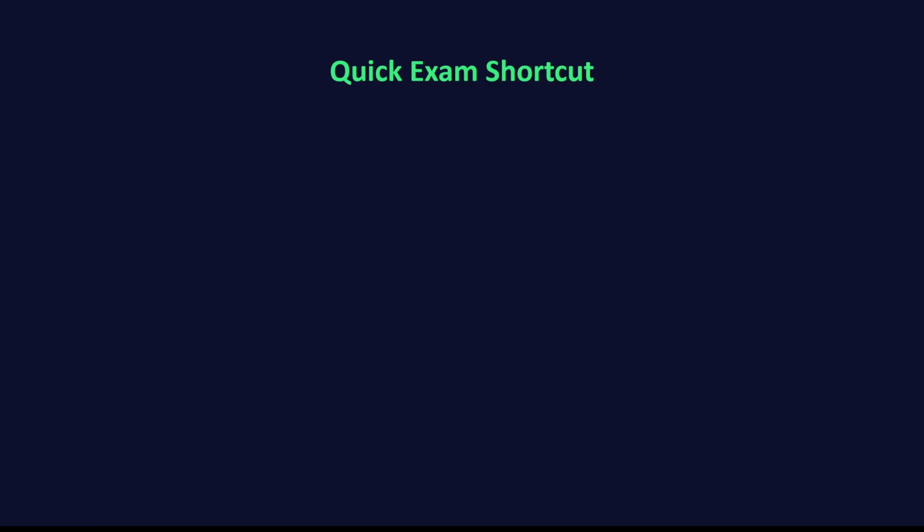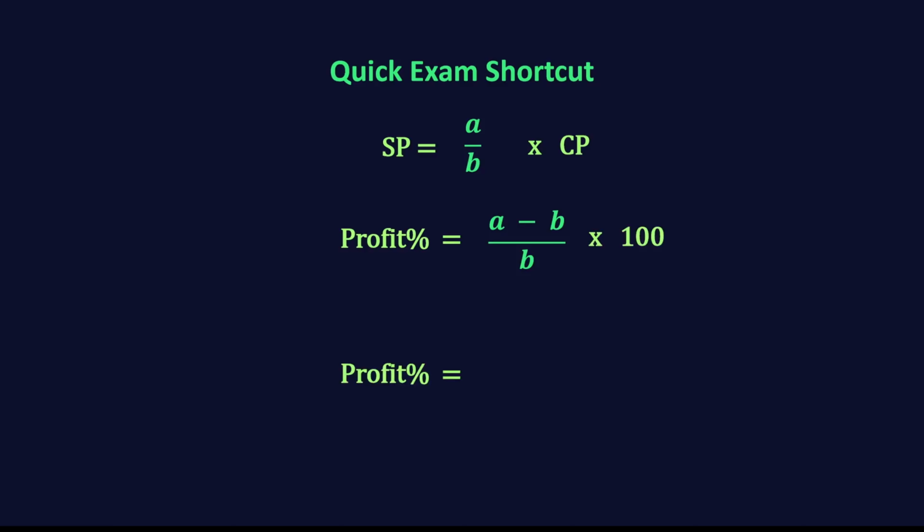We can use another method, which is quite fast for an exam-like scenario. We can write selling price equal to A over B times the cost price. Or we can write profit percent equal to A minus B over B, times 100. You can think of A as selling price and B as cost price. So profit percent would be 4 minus 3 over 3, times 100. I've already explained the reason why we chose 3 and where I got 4 and where I got 3. That would give me 33 1/3%.